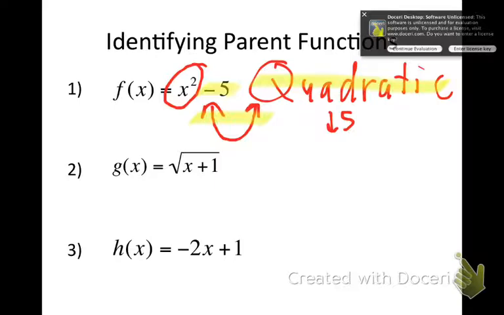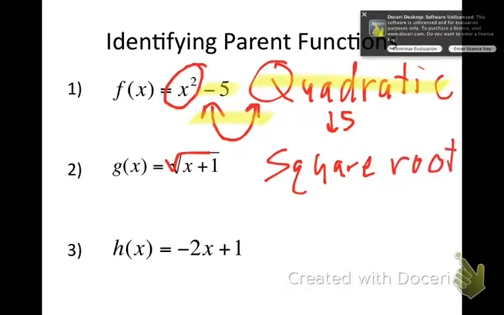Next one here, number 2. G of x, again, talked about that yesterday, you could have some g of x type functions. But g of x equals the square root of x plus 1. Again, I see this square root, should be evident. This is a square root function. Okay, so square root function. And then if we look back at our parent function, I see my square root function, typically it would go something like this. All right.